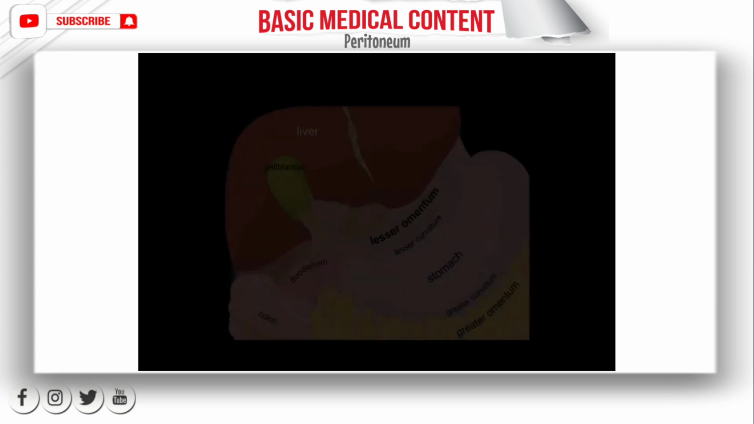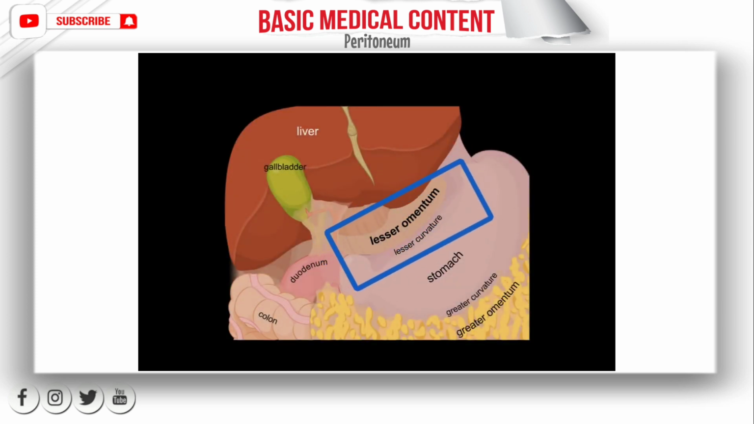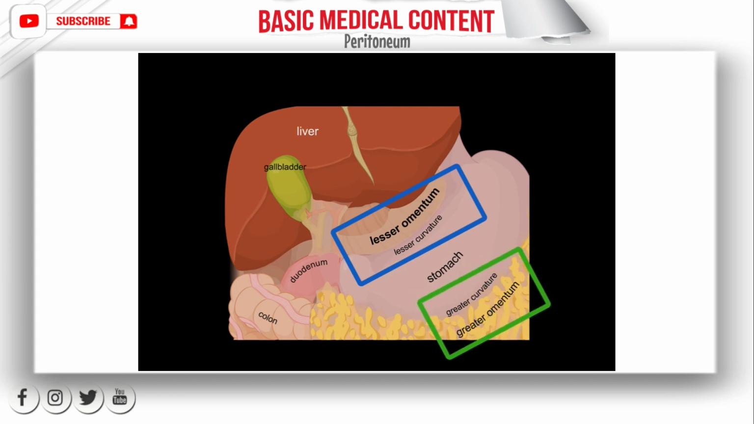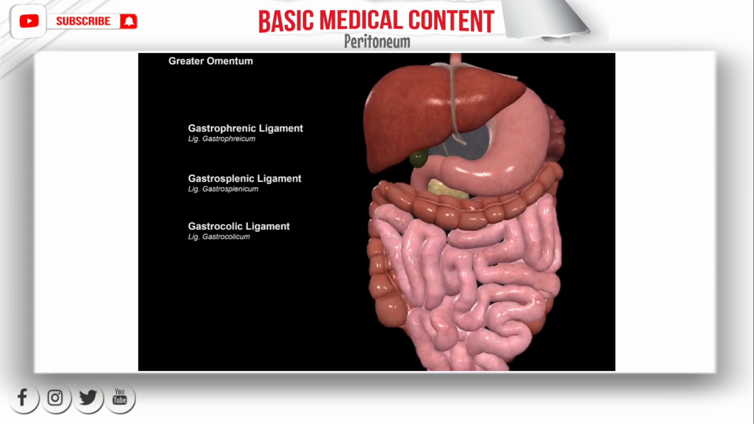And the way I like to remember it is that all the ligaments above the lesser curvature of the stomach are the lesser omentum, under the liver of course. And then all the ligaments from the greater curvature of the stomach are the greater omentum. And the greater omentum consists of three ligaments. The gastrocolic is the most important, but sources say that these three are what makes up the greater omentum.